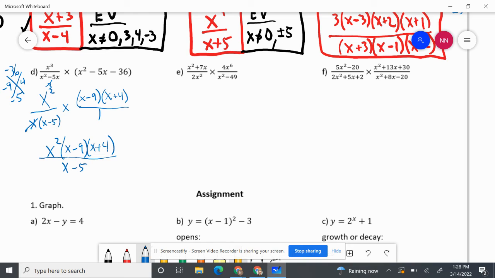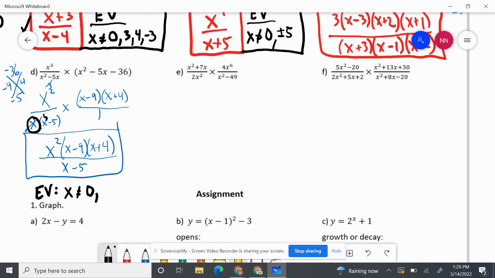Now, when we're stating our excluded values, we have x cannot equal. Monomial is always 0. That would be a 5. So it would be 0 and 5. Okay, looking at the next one.